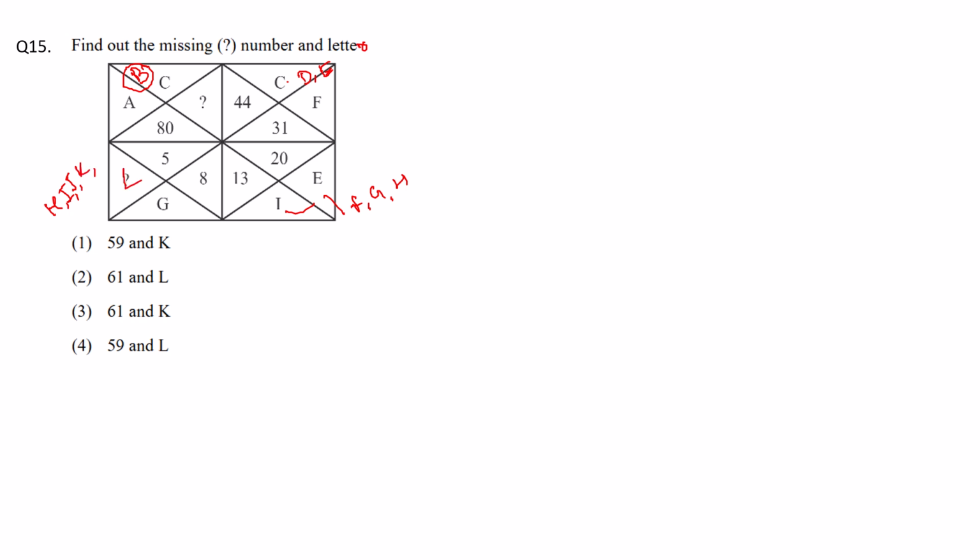If you see the options, the first and third options you can eliminate because they don't have L. Now moving to the number part. 5 to 8, what is the difference here? 8 minus 5 is 3. Here, the difference is 7. Here, 44 minus 31, the difference is 13. So if you see here, 3, 7, 13, they all are prime numbers, and in between one prime number is missing. So 3, then 5.